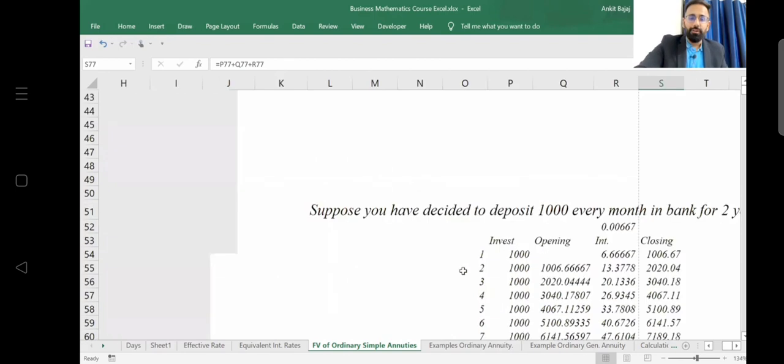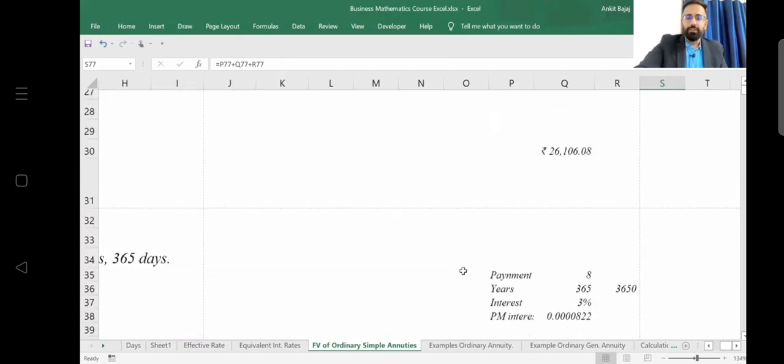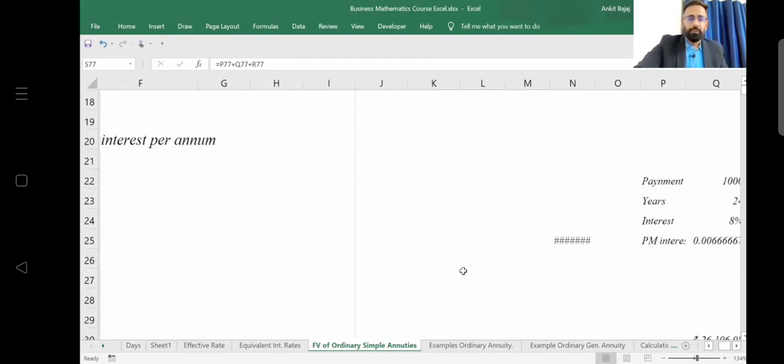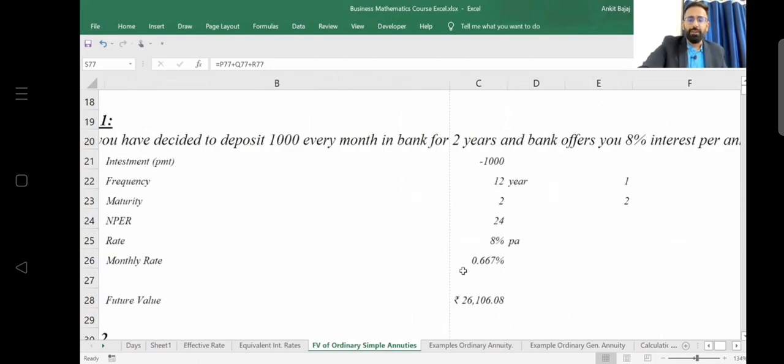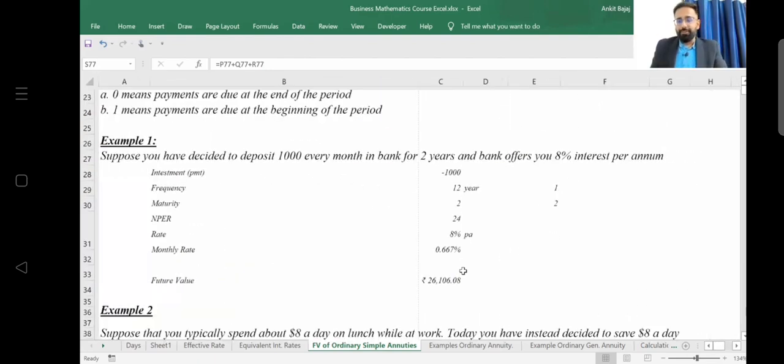And here we have got the same value by doing a small calculation. You can see the benefit of formulas.